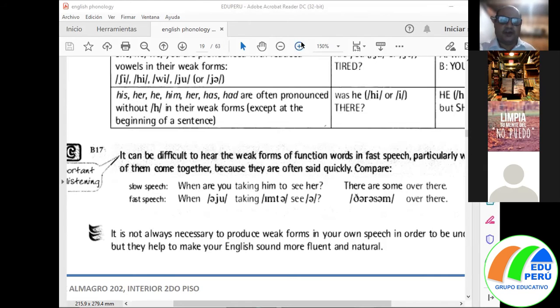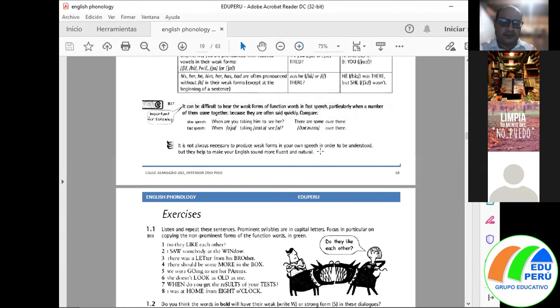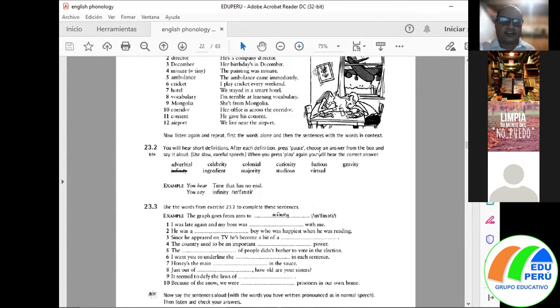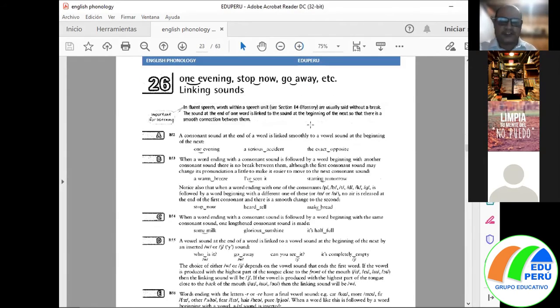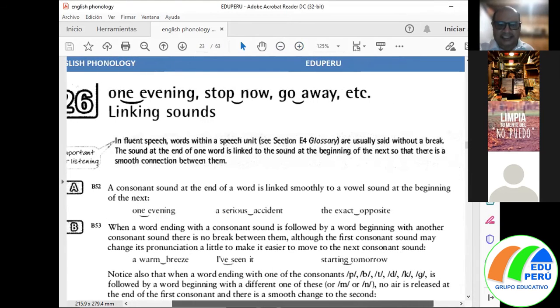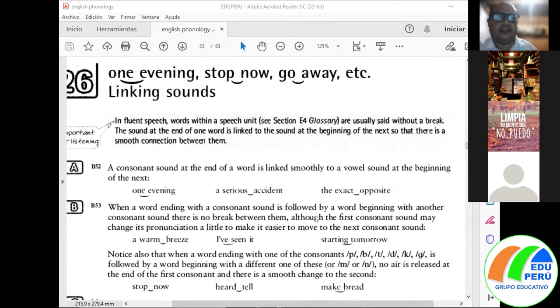Now, let's pass to another process. We finished with the weak forms. This is vowel reduction, remember, vowel reduction. Now we're going to pass to linking. Linking sound. Remember, when we talk about linking, it means that we are going to connect, to join sounds together. For example, in the title, you have one evening.